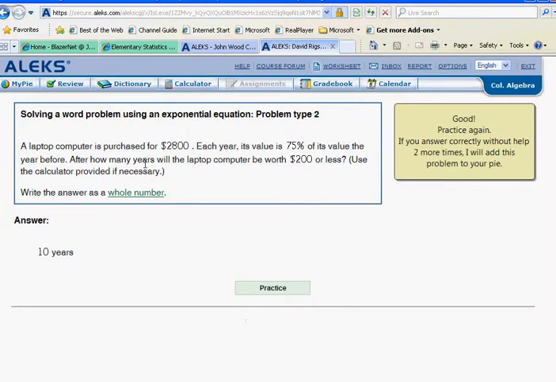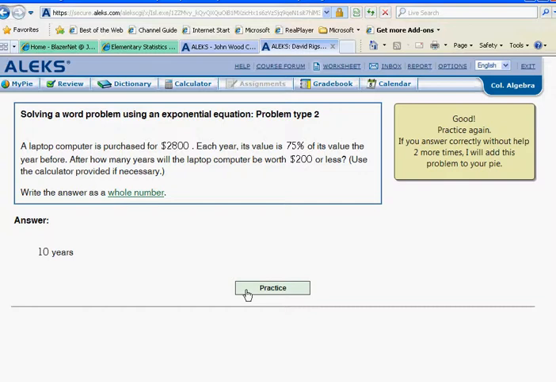A computer laptop is purchased for $2,800. Each year its value is 75% of its value the year before. After how many years will the laptop be worth $200 or less? Use the calculator, answer as a whole number.